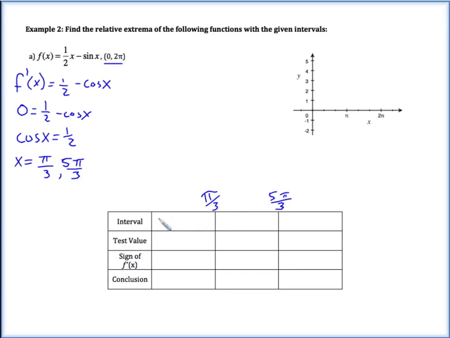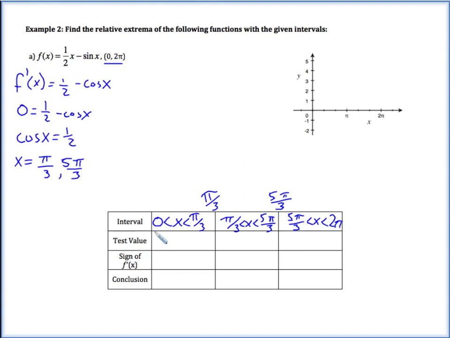All right, and writing out our intervals, we'll just say 0 is our left endpoint, 0 is less than x is less than pi over 3. Here the interval is pi over 3 to 5 pi over 3. And here our interval is 5 pi over 3 to 2 pi.